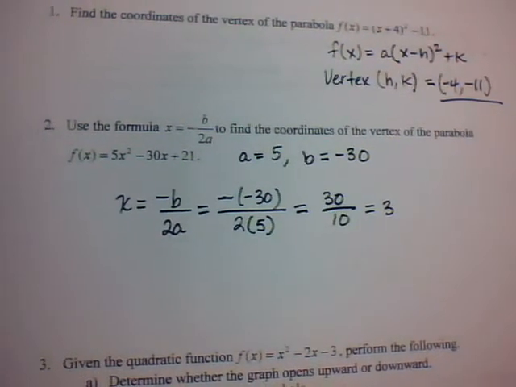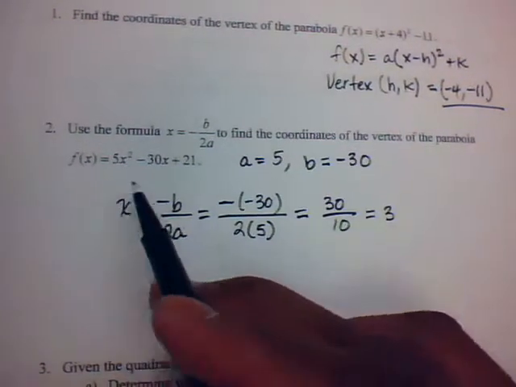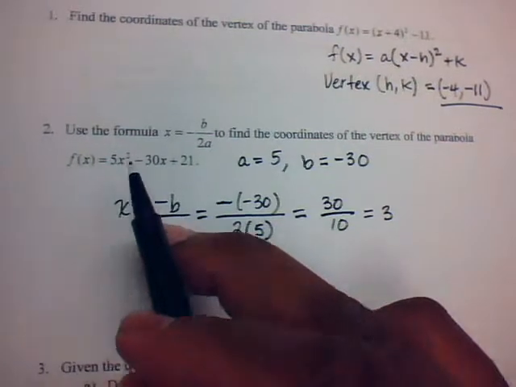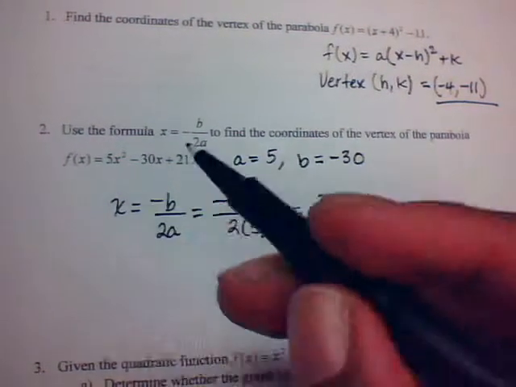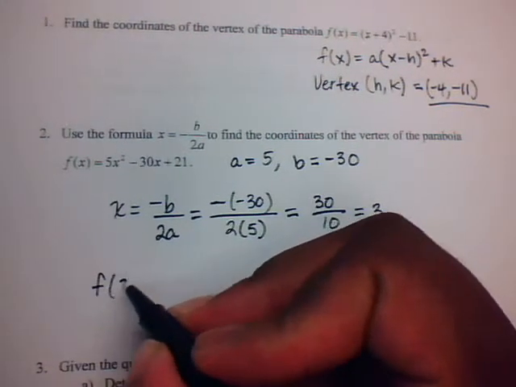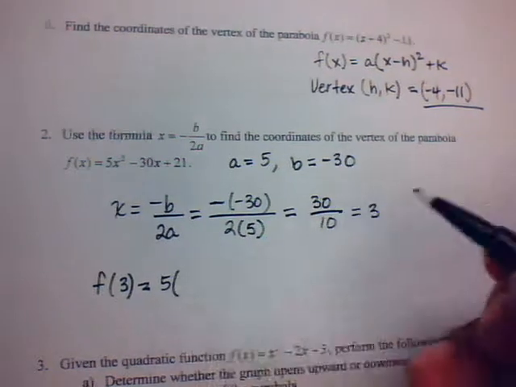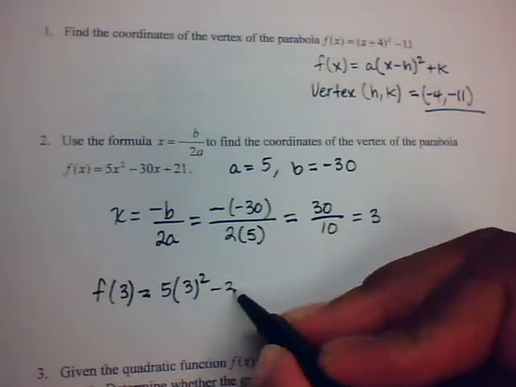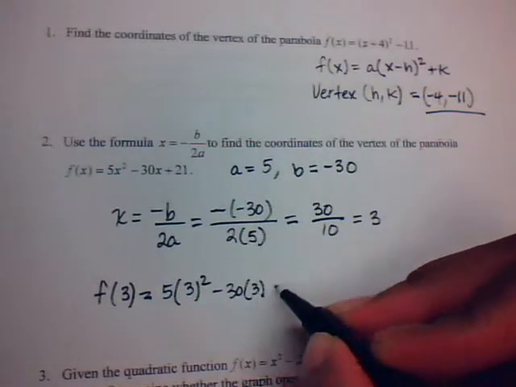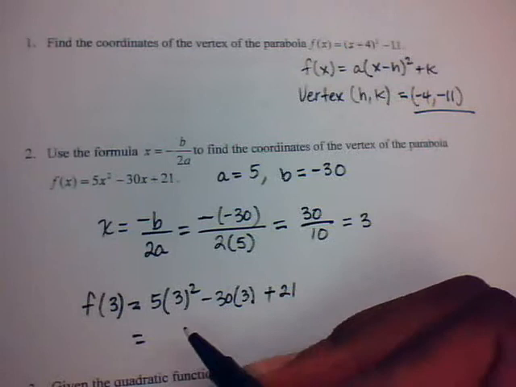Now we need to find the y-coordinate of the vertex. In this case, we'll put the 3 in place of x in this f of x equation here. So we'll evaluate f of 3 by replacing each x with 3. So we have 5 times 3 to the second minus 30 times 3 plus 21. And then we'll just simplify.